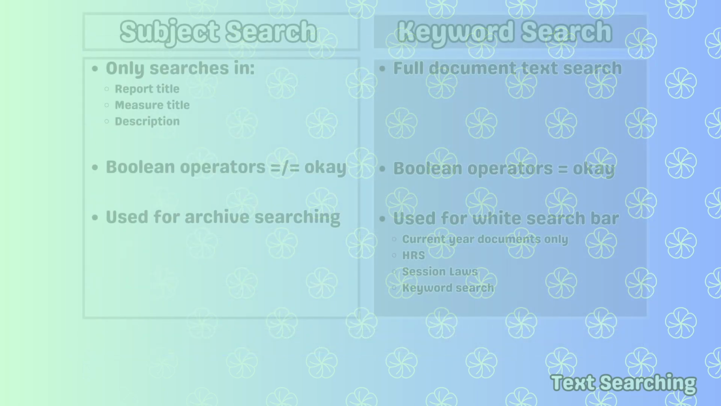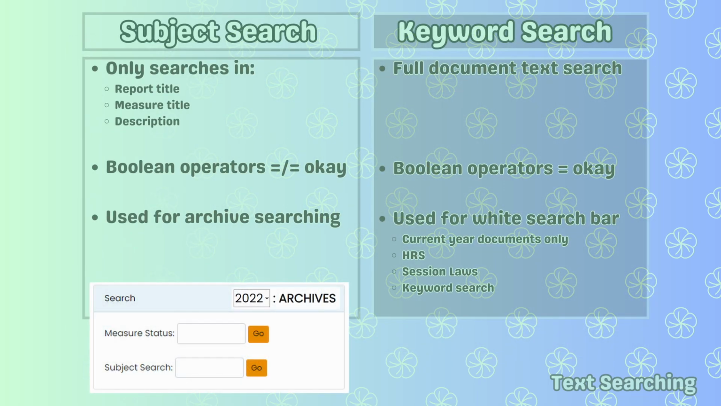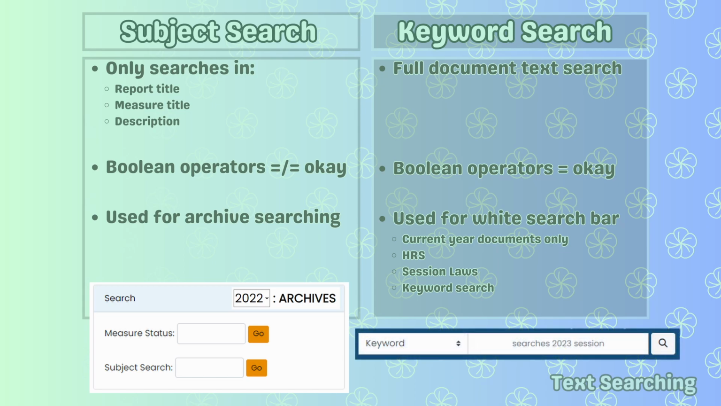A subject search will only search report title, measure title, and description of a measure, while the keyword search will do a full body text search. Also, Boolean operators like and, or quotation marks will not work in the archive section search, but do work in the white search bar.